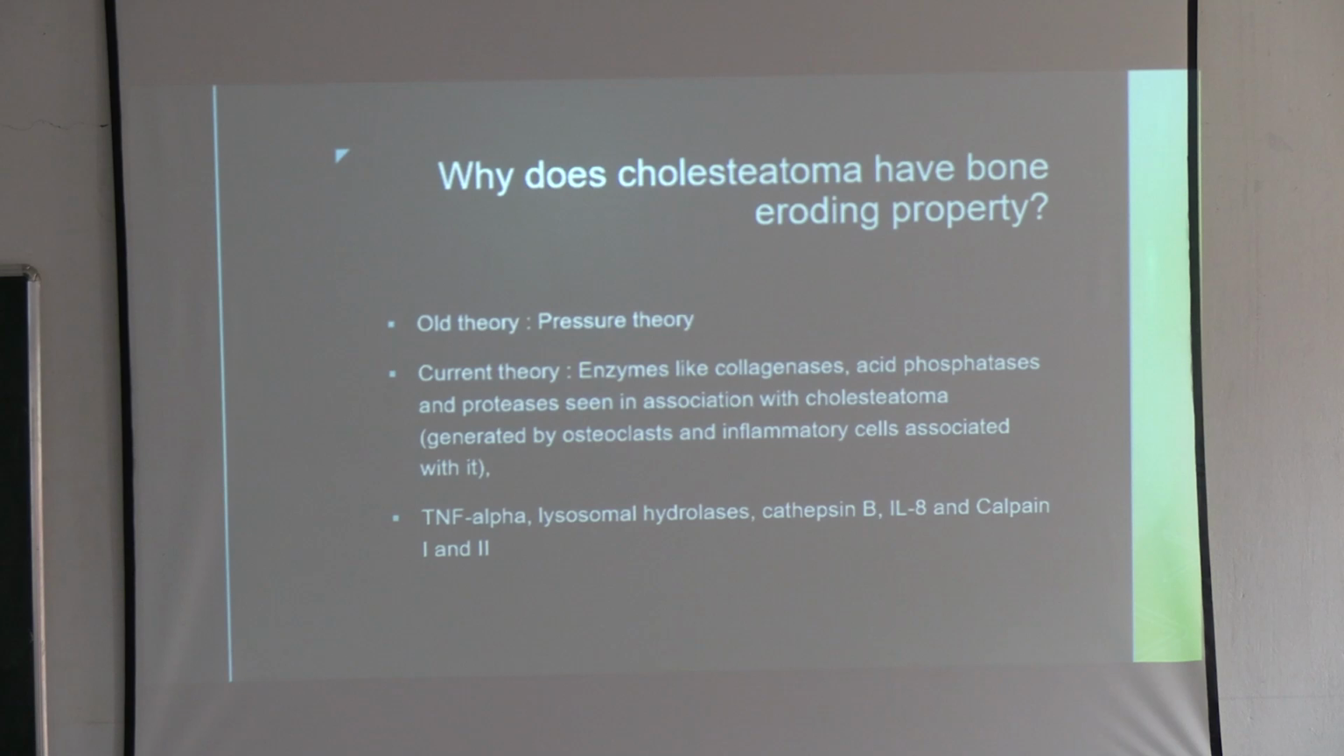The current theory is that enzymes like collagenase, acid phosphatase, and protease are associated with cholesteatoma, generated by osteoclasts. Osteoclastic cells and associated inflammatory cells generate TNF alpha, lysosomal hydrolase, cathepsin B, IL-8, and calpain 1 and 2. These enzymes are involved in digestion of the surrounding bone.